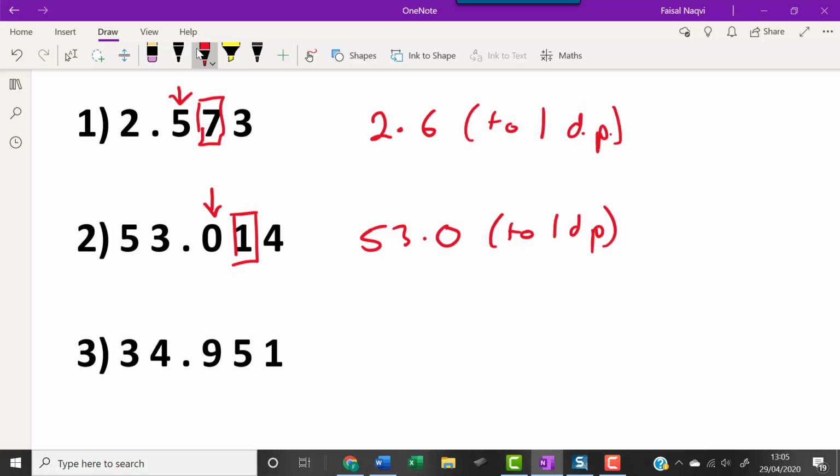For the third one, the 9 is in the position of my first decimal place. The 5 is my deciding number. The 5 tells me to round the 9 up, so the 9 becomes a 0. I carry the 1 over, so the 4 becomes a 5. So that is 35.0 to 1 decimal place.